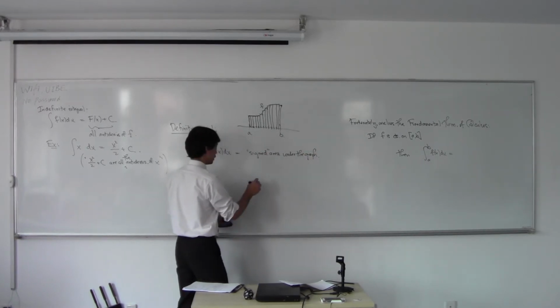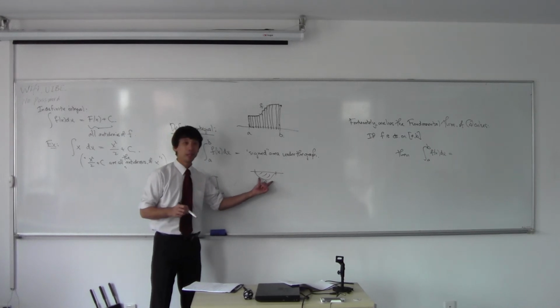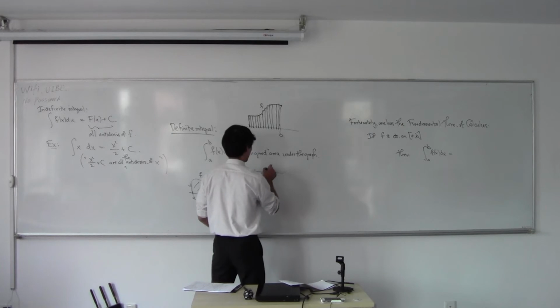The signed area under the graph. So if you have a graph like this, then we get a negative number, right? So this will be a negative area.